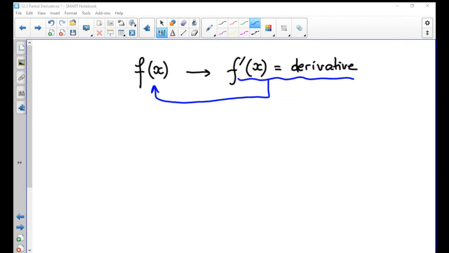Sorry? The simplest form of the equation. The simplest form of the equation? Yes. I don't understand what that means.